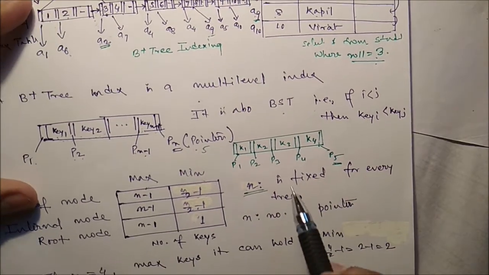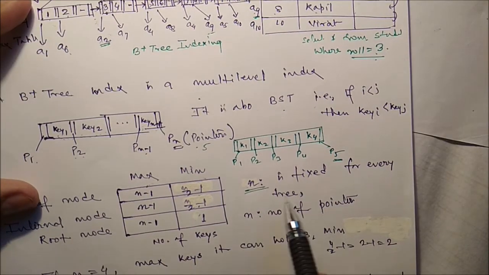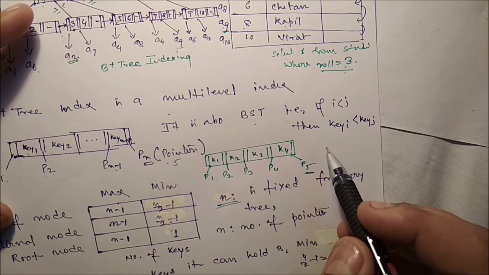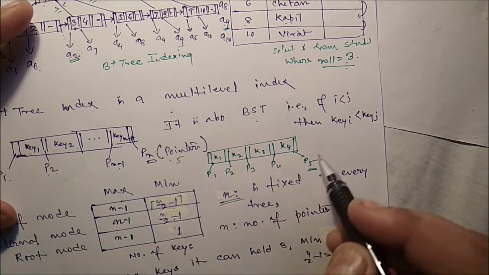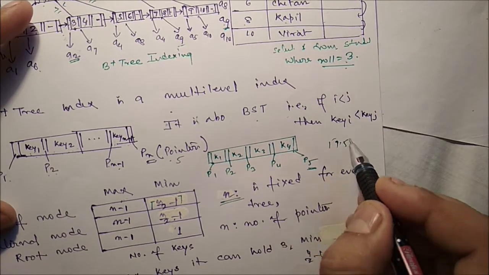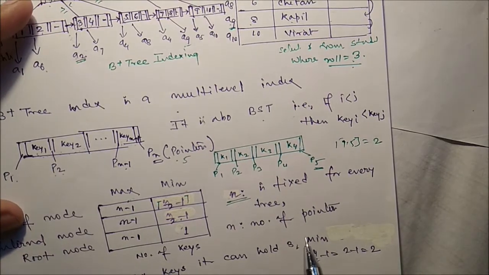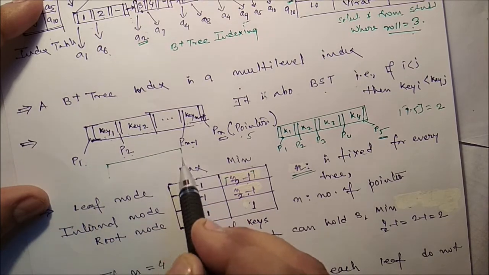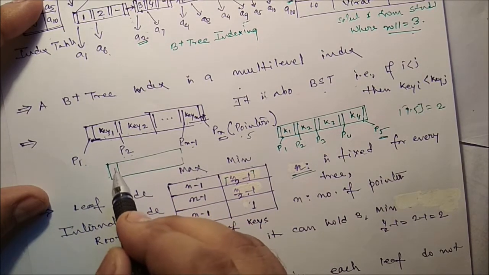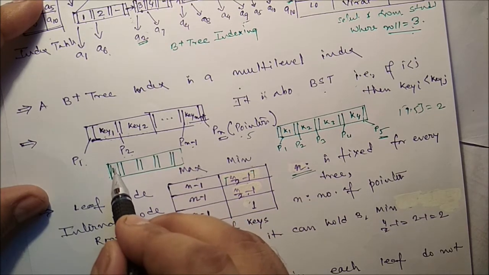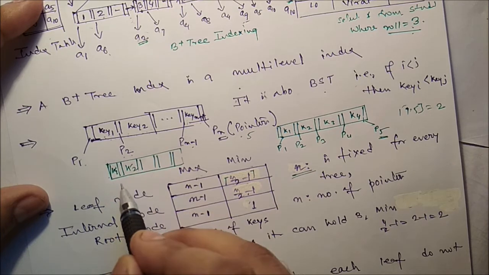So n by 2 is 5 by 2, which is 2.5. 2.5 minus 1 is 1.5. If you take the upper limit, 1.5 will be 2. Are you getting this one? So that means we can store a minimum of 2 keys, key 1 and key 2.